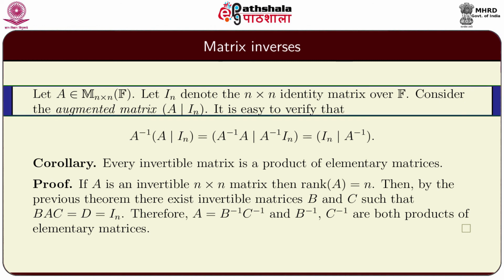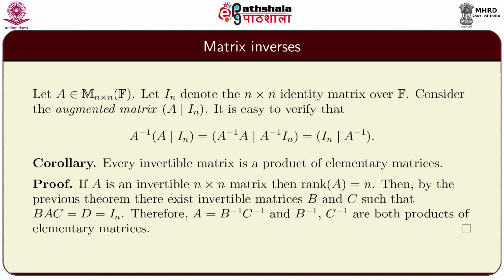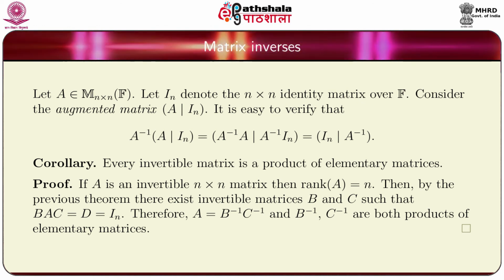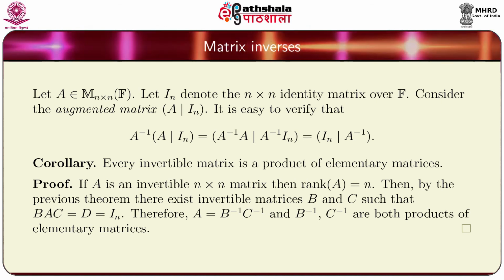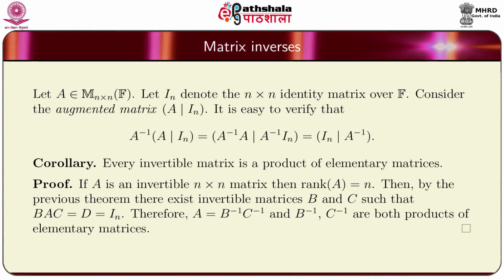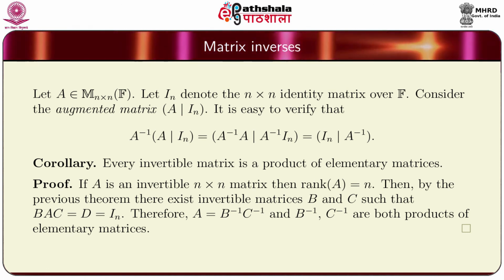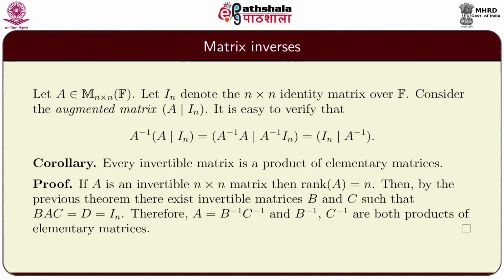So let us start with an n cross n matrix A over a field F. I_n as usual denotes the n cross n identity matrix over F. Now consider the augmented matrix A bar I_n, which is nothing but the matrix A on the left hand side, and then there is an augmentation by the n cross n identity matrix. So the augmented matrix has exactly n rows and 2n columns.